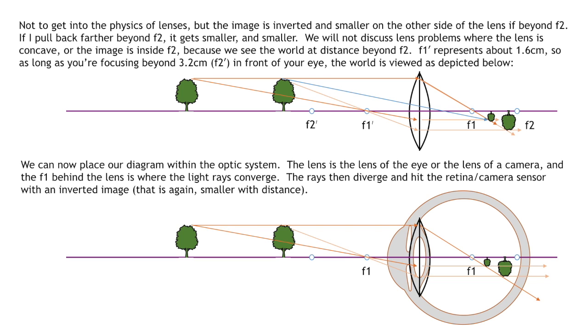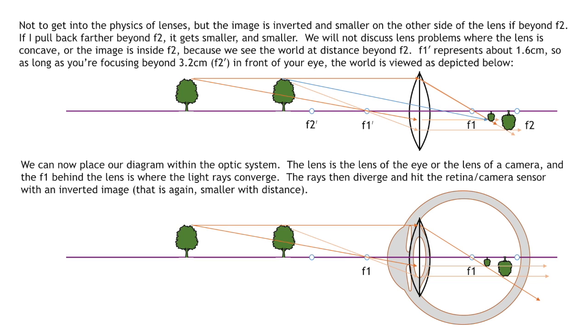The rays then diverge and hit the retina or camera sensor with an inverted image, and that is again smaller with distance. So you can see our 2 point sources coming off this. Let's say up here in this diagram, this is our tree, the top of the tree that's going to be focused to the back of our retina. The other ray from that same source travels through f1 prime, and then travels through the lens, equally converging to create an image in the back of our retina.